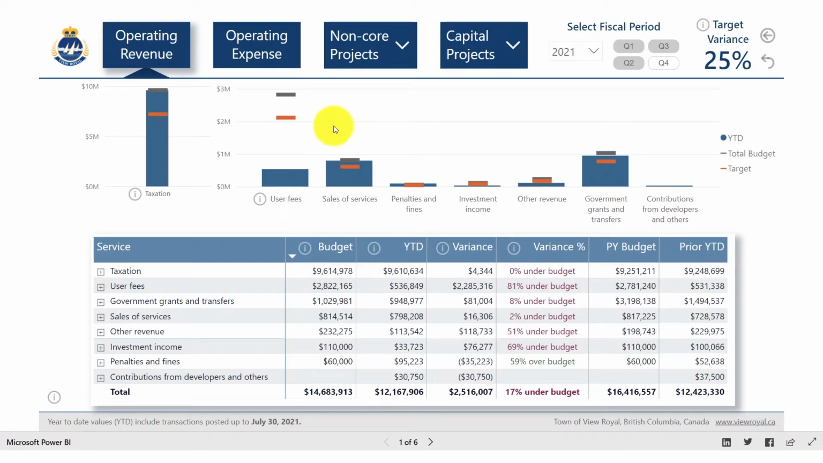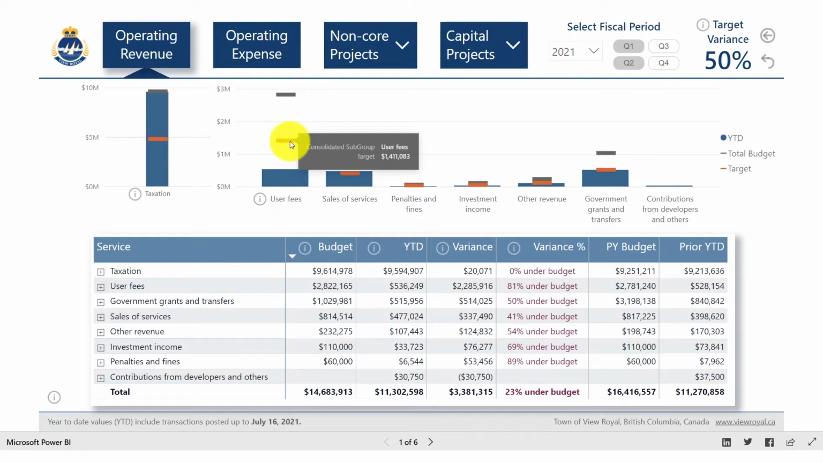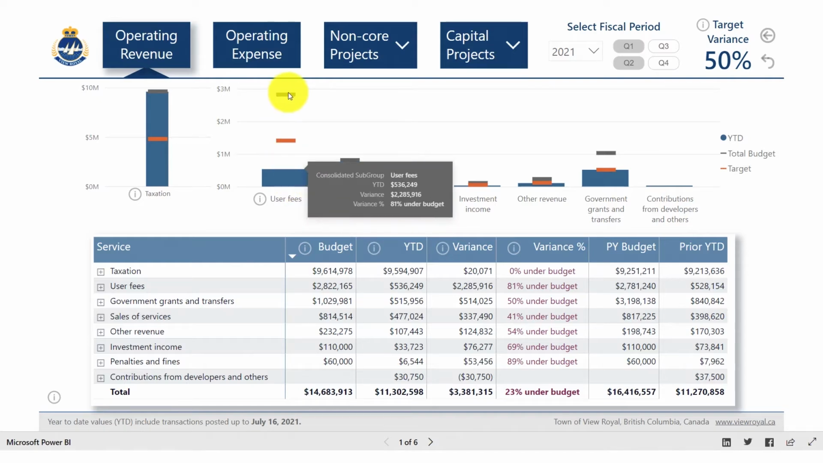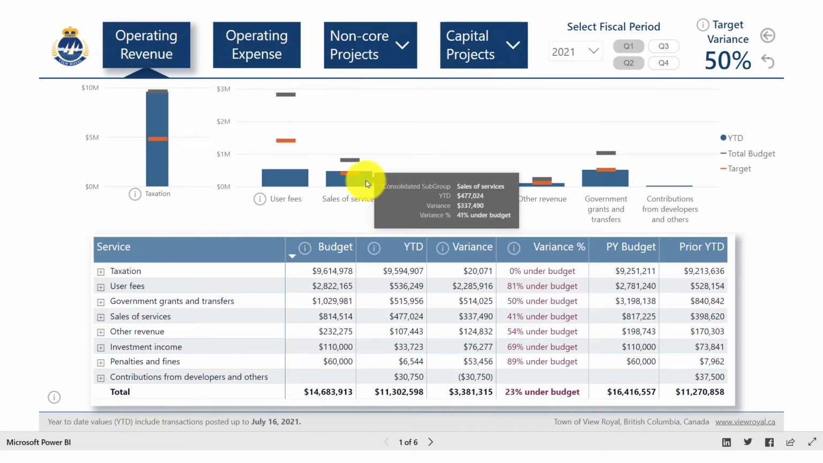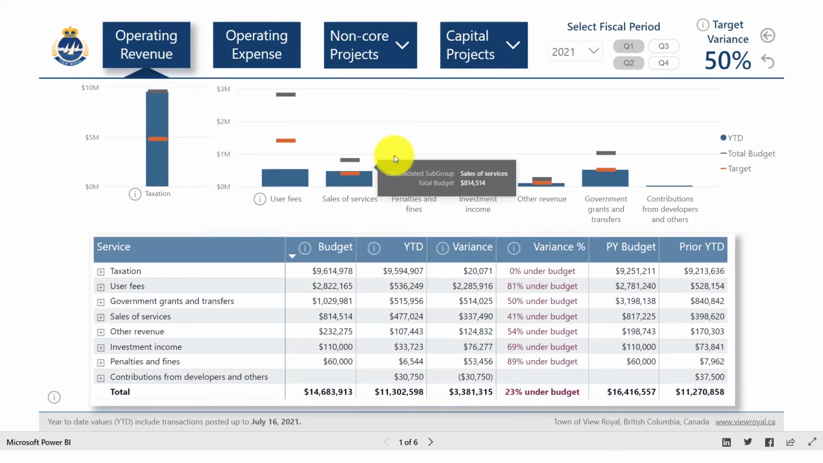For example, if I was to change this to only look at quarter 1 and 2, that puts us about half the way through the year, so I would expect that 50% of our budget would remain. And indeed, the orange bar is about halfway between 0 and the total budget. So if everything was equal, you would expect that the blue bar would be at or near the orange bar. Where it isn't, there are notes.